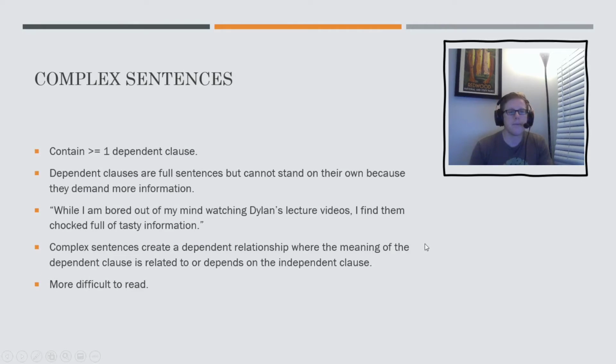The next type of multiple clause sentence is a complex sentence. Now, complex sentences are sentences that contain one independent clause and one or more dependent clauses. A dependent clause is a clause that contains a subject, a verb, and perhaps an object, but it has been subjugated under the main clause of the sentence.